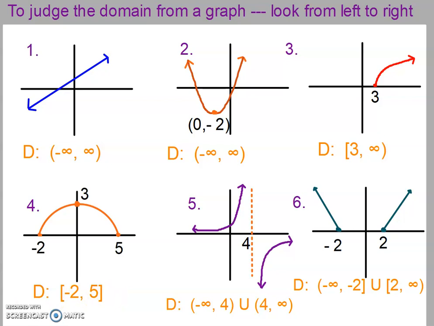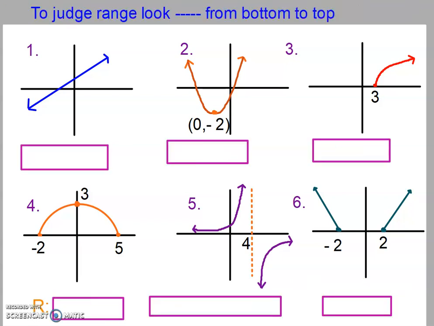We're going to now take a look at the range of these exact same graphs. Let's look at the range. Range, we know, are our y values. Our y values start from the bottom of a graph and go up on the graph if we're wanting our smallest y values to our biggest y values. So we're always going bottom to top on these.